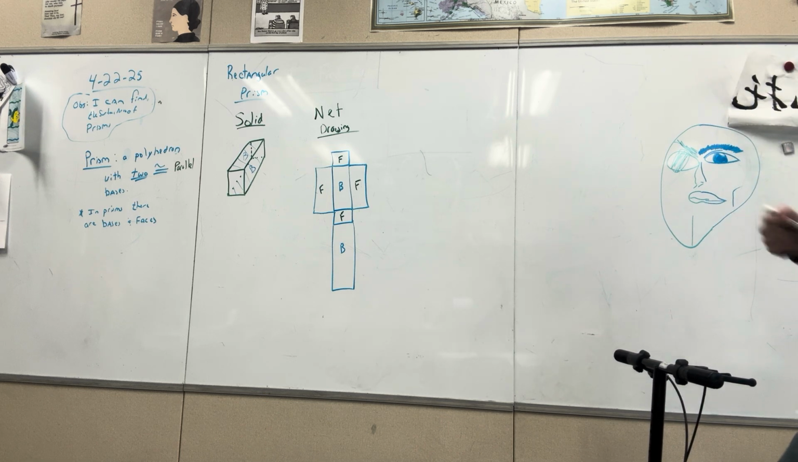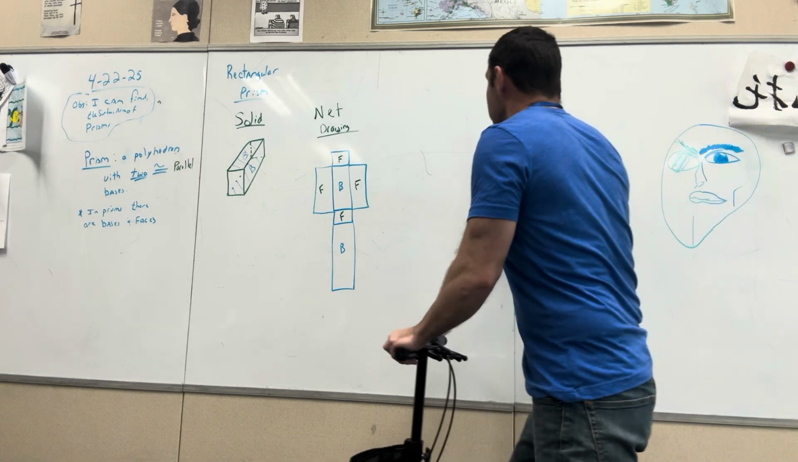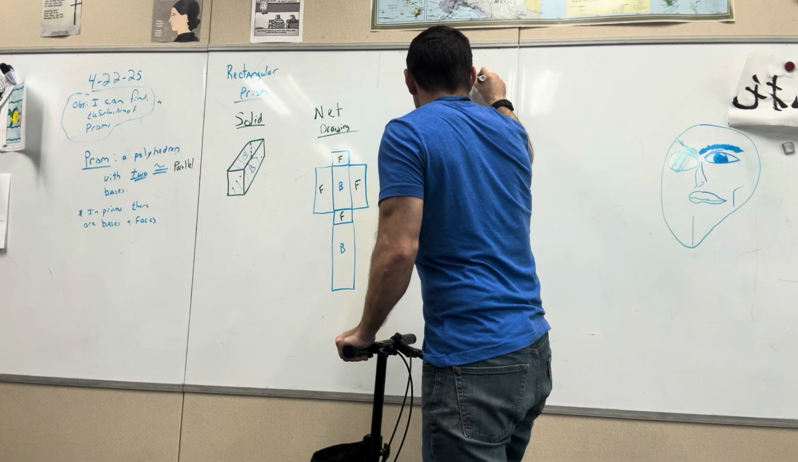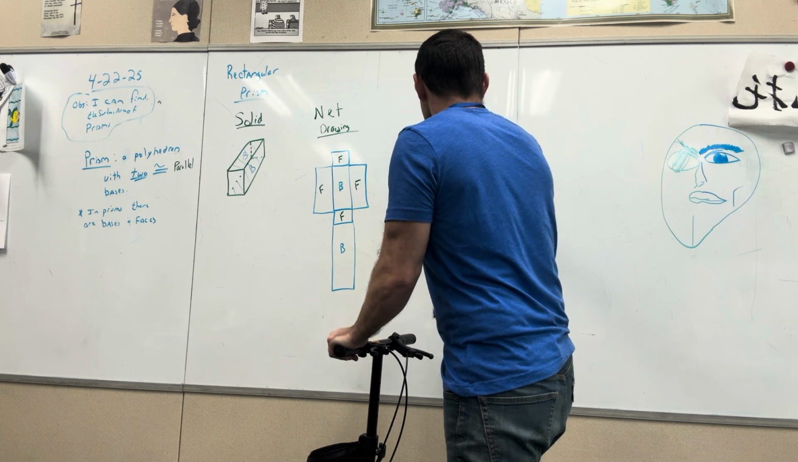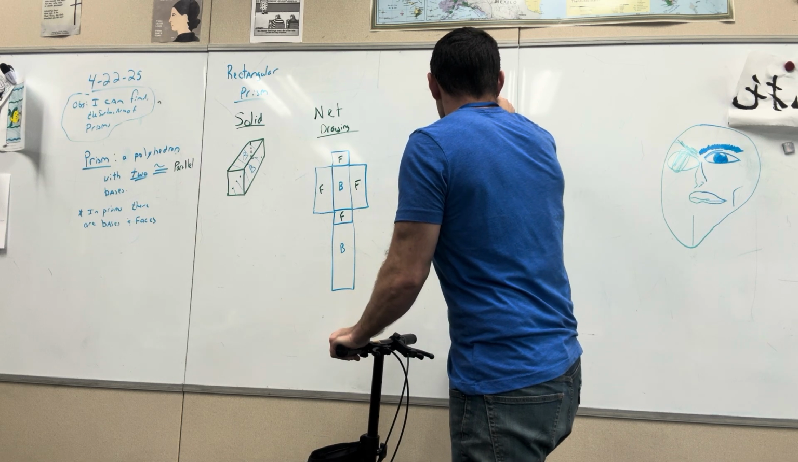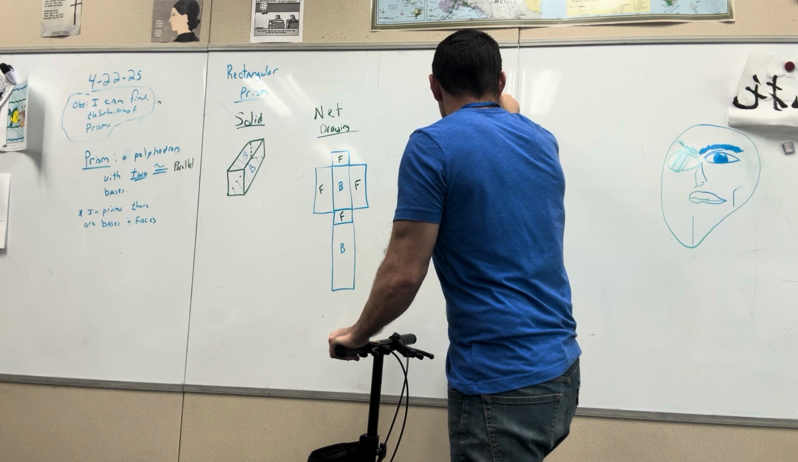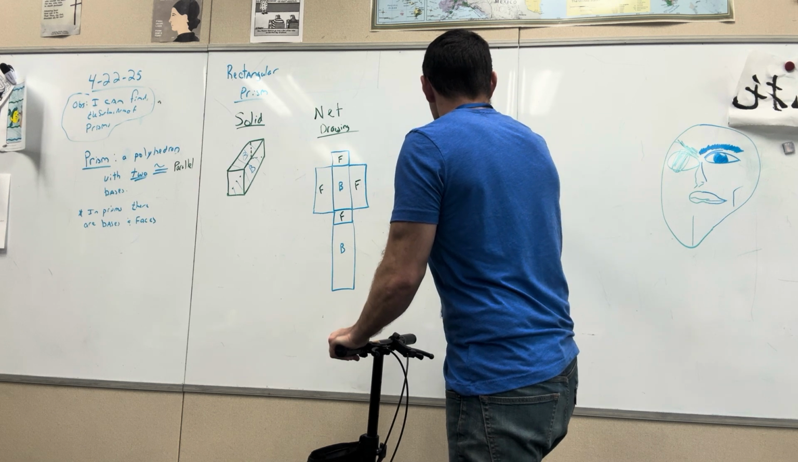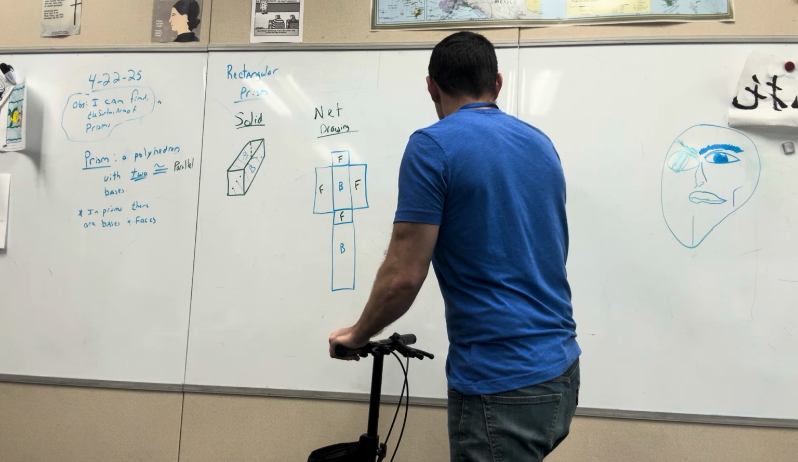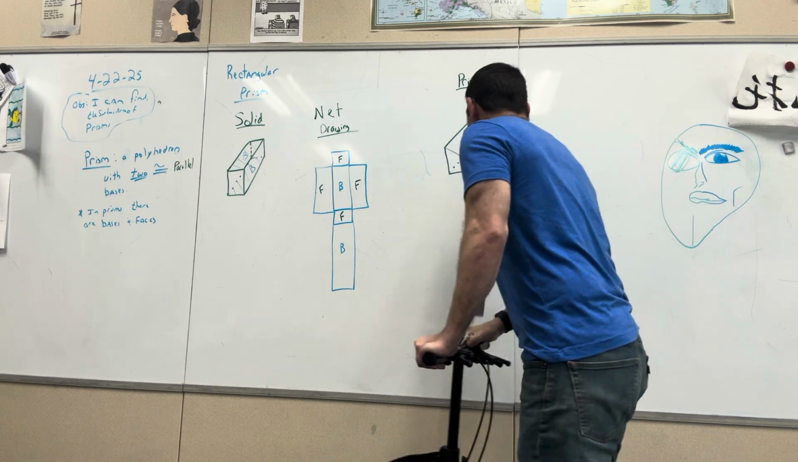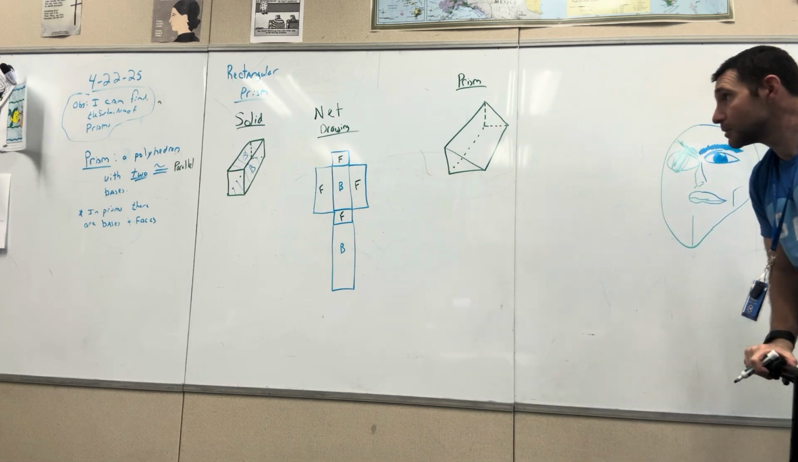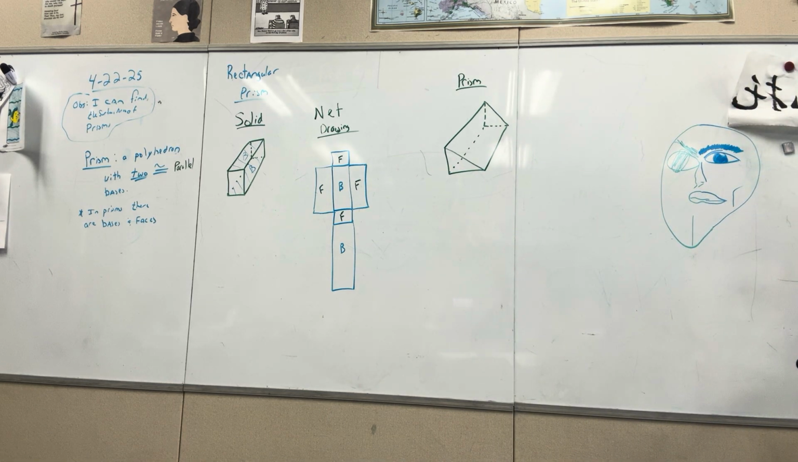Right? Okay? So now we're going to do another prism, and you're going to help me name it. Okay. So, this is where congruent parallel matters. What type of prism is this? Triangle. It is a triangular prism.